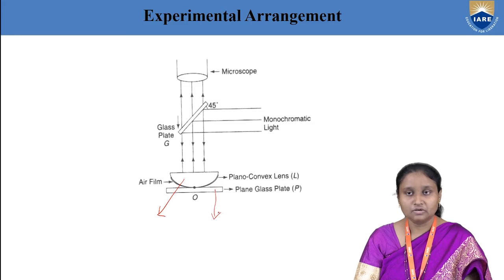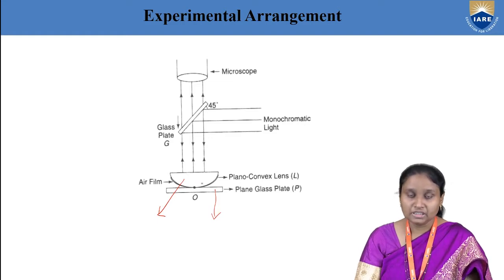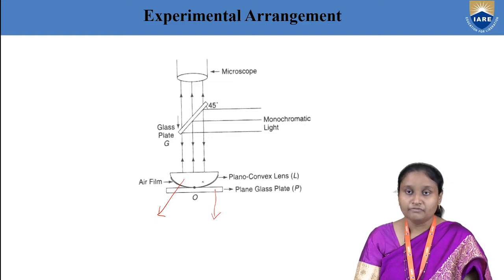So, a plano convex lens, and we are also taking a plain glass plate. Next, we keep this plano convex lens with its convex surface on the plain glass plate, so that the lens and glass plate are in contact at point O. The point of contact is between the convex surface of the lens and the top surface of the plain glass plate.